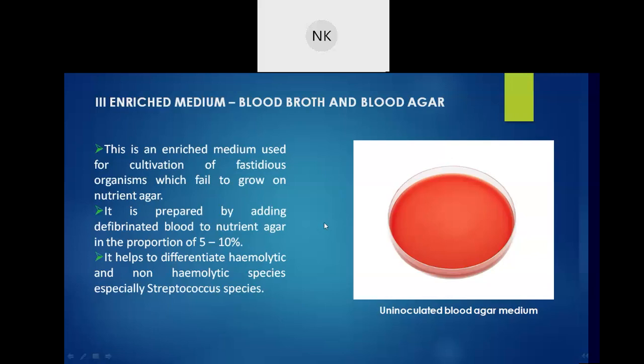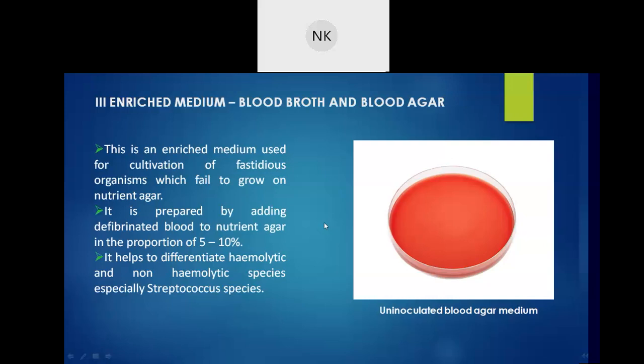So what happens is anticoagulant. If fibrin is present, what does it do? It will help in clot formation. So for that purpose, we are removing the fibrin, and that is what is called defibrinated blood. Then we add the defibrinated blood to the nutrient agar medium, and you can nicely see the formation of hemolysis.